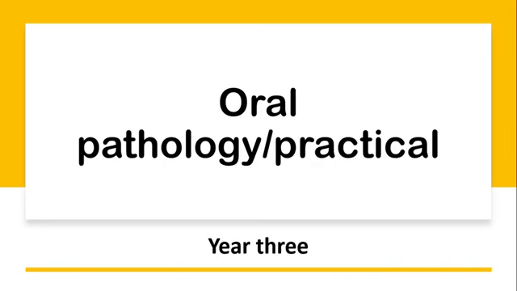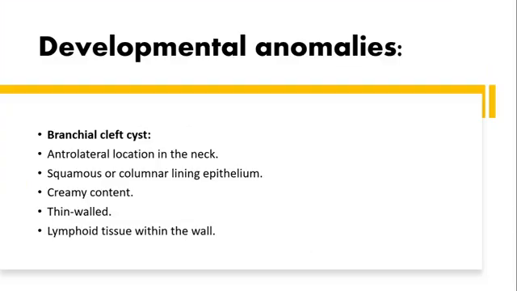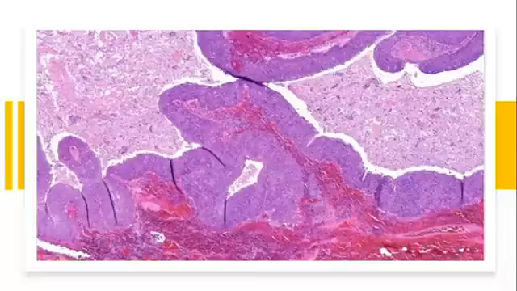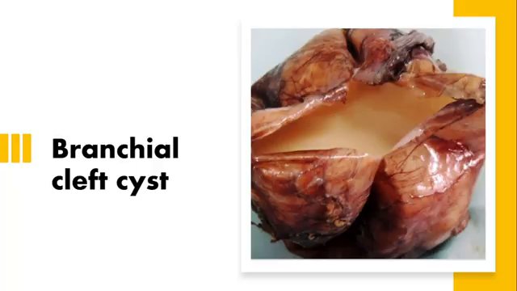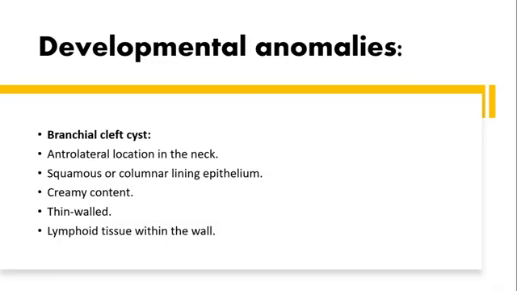Our practical session today is regarding oral pathology practical session. One of the commonest developmental or congenital abnormalities of the neck is branchial cleft cyst. Characteristically, it is located in an anterolateral position in the neck.